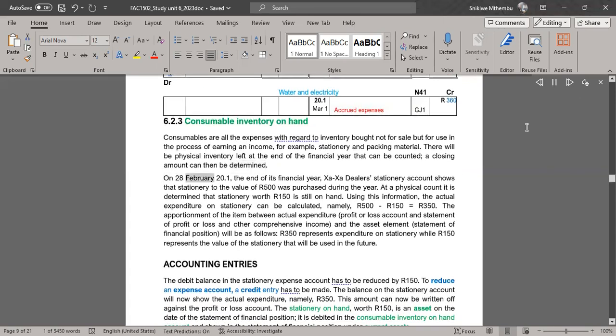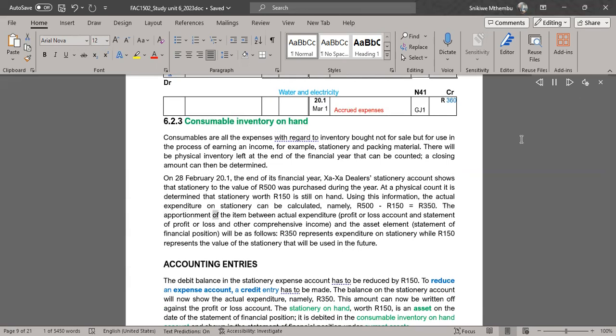On 28 February 20.1, the end of its financial year, XAXA Dealer's stationery account shows that stationery to the value of R500 was purchased during the year. At a physical count it is determined that stationery worth R150 is still on hand. Using this information, the actual expenditure on stationery can be calculated, namely, R500 - R150 = R350.